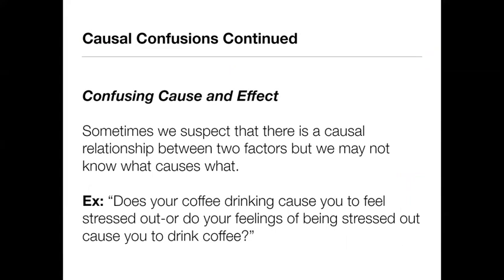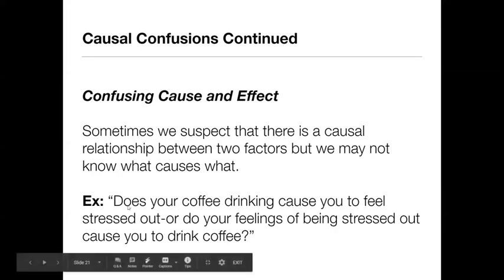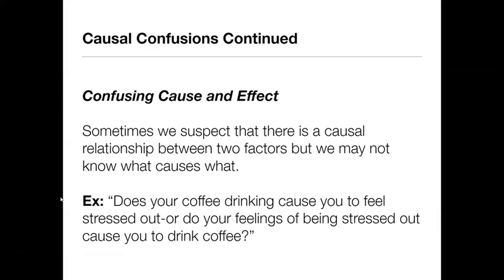Sometimes we suspect that there is a causal relationship between two factors, but we may not know what causes what. So here's a good example with caffeine. So you could swap out coffee with energy drinks, for example, because I know those are a big deal. Does your coffee drinking cause you to feel stressed out, or do your feelings of being stressed out cause you to drink coffee? Because we know that caffeine is a stimulant, and sometimes when people have too much caffeine, they get stressed out, right? It leads to them being stressed out. But maybe when you get stressed out, you drink an energy drink, right? So one could be causing the other, and then vice versa, right? So we have to be careful about parsing those things out.